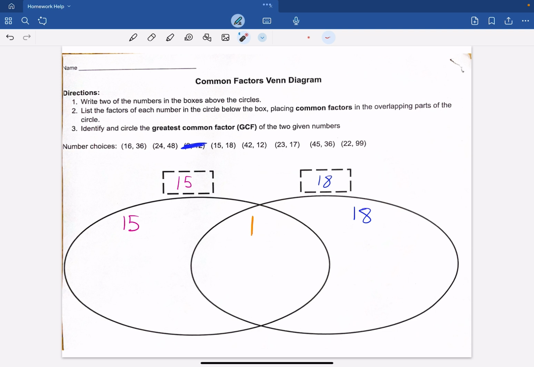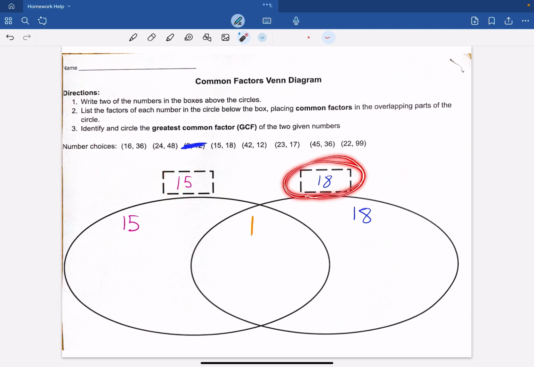Okay, let's see. 2, can I multiply 2 times anything and get 15? No, I cannot, because 15 is an odd number, and odd numbers you can't split in half equally. You can't have even halves, so you can't divide it by 2 and get a whole number. You'll end up with a decimal. All right, so we're not going to do times 2 to get to 15.